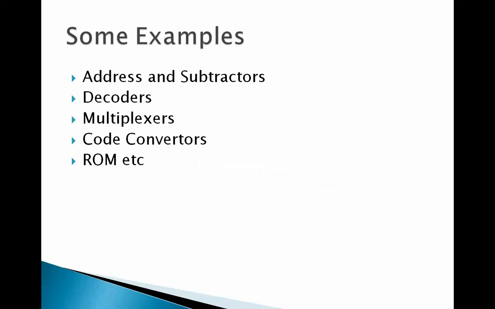Okay, so next, we have some examples. Basically, adders and subtractors come under the combinational logic circuit. Decoders are also combinational circuits, and then we have multiplexers, code converters, and ROM. All are examples of the combinational logic circuit.